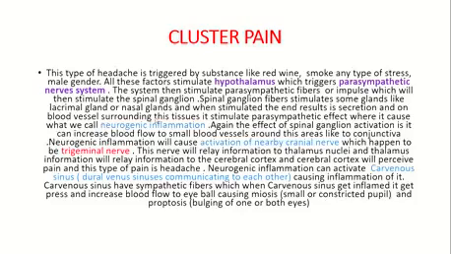Let's proceed. Let's look at the cluster pain. In this type of headache, they are being triggered by some substance like red wine, smoke, and even stress. So when all of these factors are there, it will stimulate the inactive part of the brain, that is hypothalamus. And when hypothalamus is being triggered, it will trigger the parasympathetic nervous system. And when the parasympathetic nervous system is stimulated, there will be relay of information whereby spinal ganglion will be stimulated also.